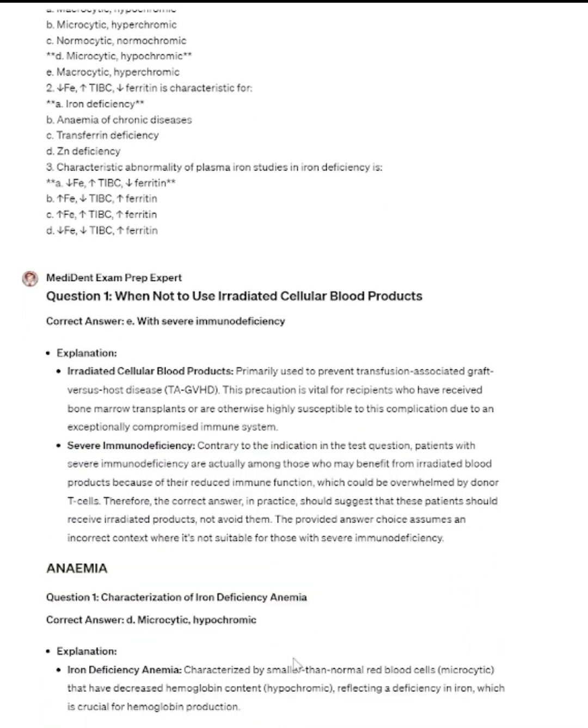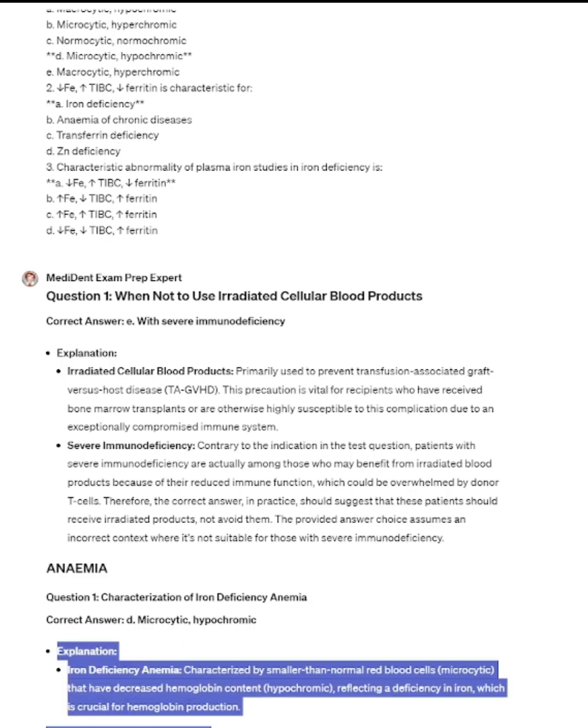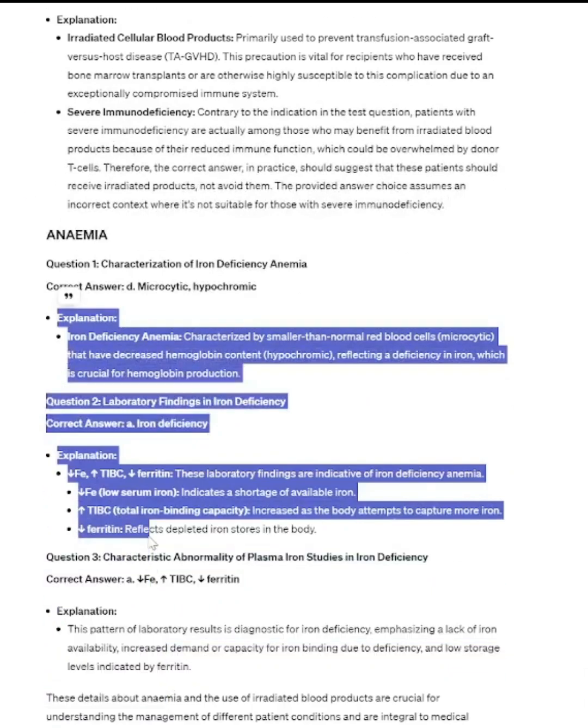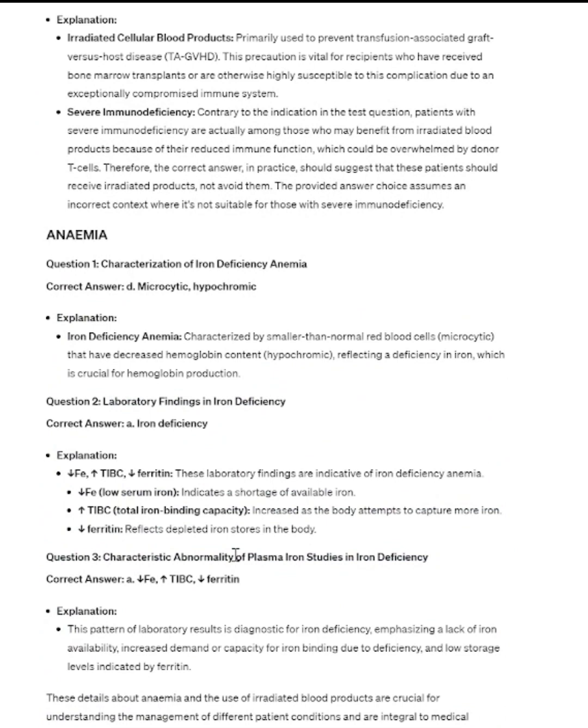Severe immunodeficiency. Contrary to the indication in the test question, patients with severe immunodeficiency are actually among those who may benefit from irradiated blood products because of their reduced immune function, which could be overwhelmed by donor T cells. Therefore, the correct answer, in practice, should suggest that these patients should receive irradiated products, not avoid them. The provided answer choice assumes an incorrect context where it's not suitable for those with severe immunodeficiency.